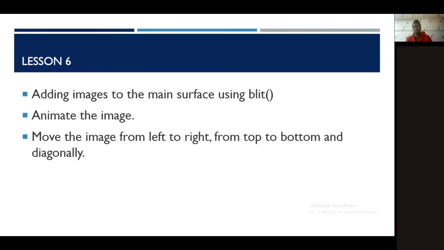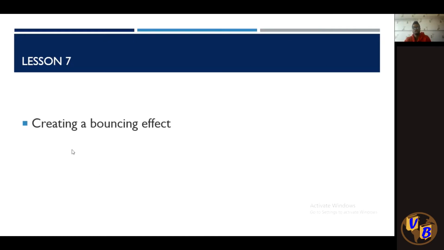Okay, this is a continuation of lesson 6. In our previous tutorial, we added an image on our surface using the blit method, and then we saw how we can manipulate the image to animate it. In this tutorial, we're simply going to look at how we can create a bouncing effect.